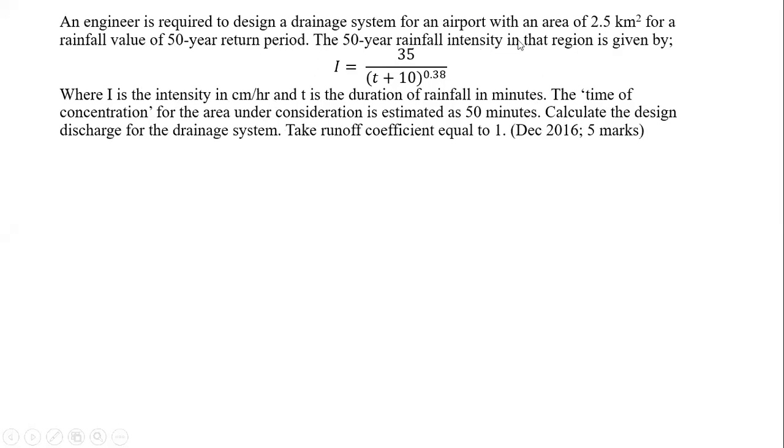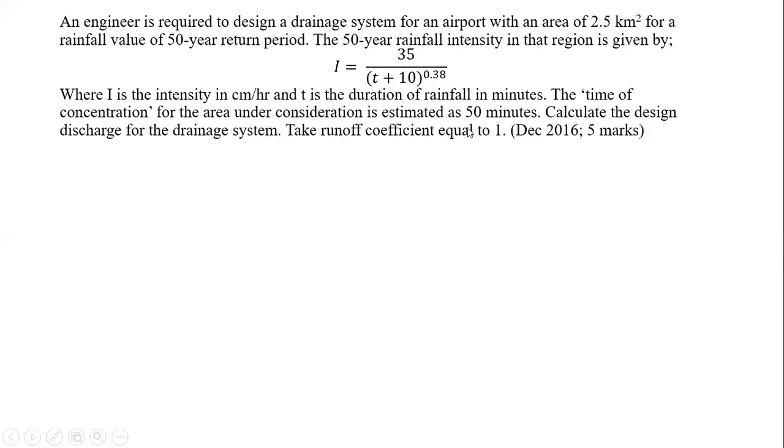The 50-year rainfall intensity in that region is given by I is equal to 35 upon T plus 10 raised to 0.38, where I is the intensity in centimeters per hour and T is the duration of rainfall in minutes. The time of concentration for the area under consideration is estimated as 50 minutes. This T they have given us as 50 minutes. Calculate the design discharge for the drainage system.